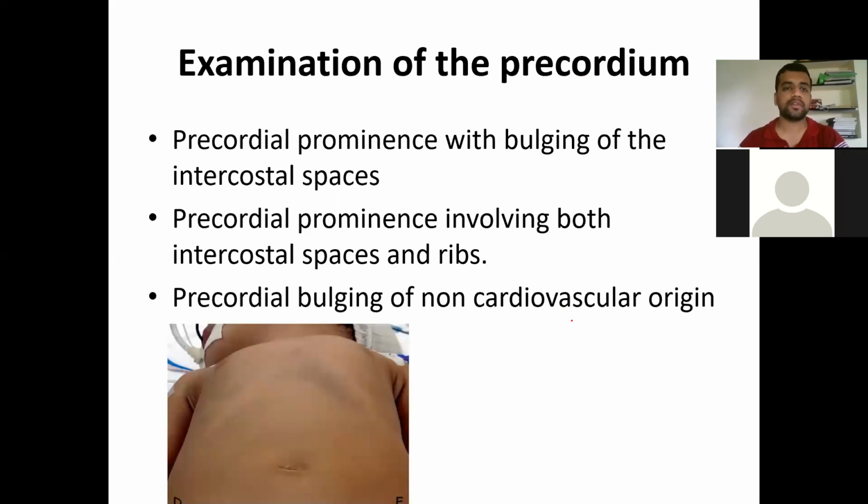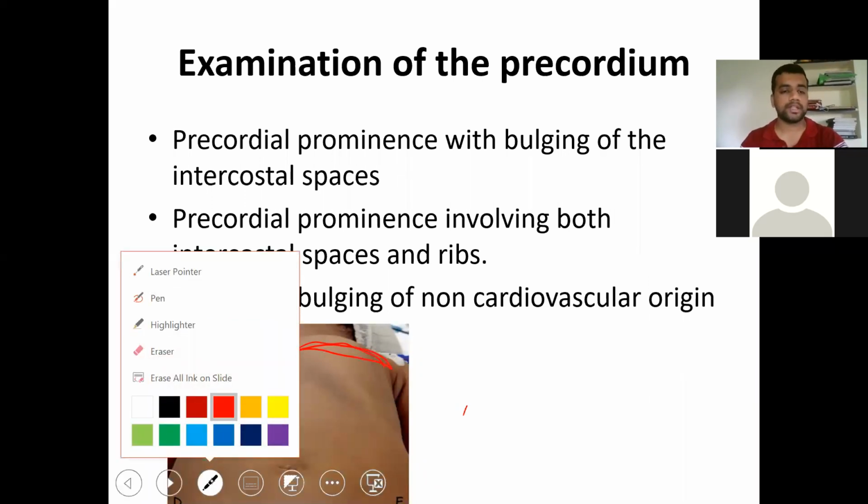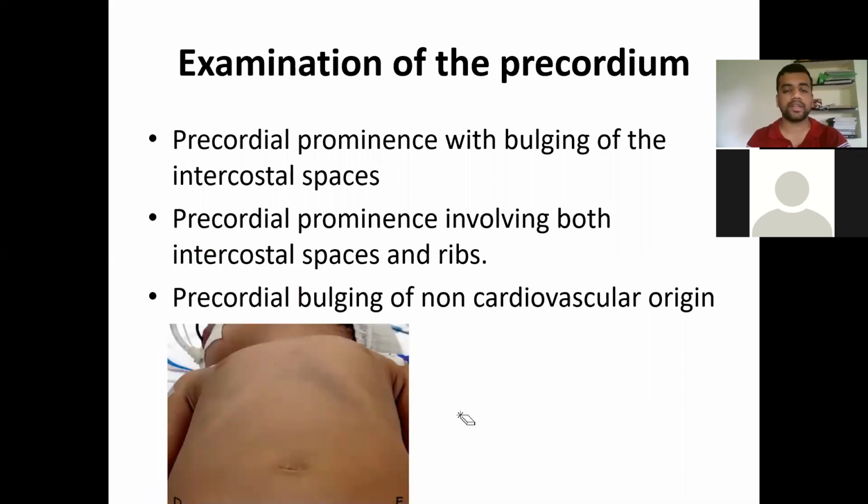Examination of the precordium will continue, like precordial prominence, bulging of intercostal spaces, anything. For example, if you were looking from the right side here, you would have noticed a bulge like this. So, inspection, first part. If you had looked tangentially, you could have noticed a bulge over the precordial area. You could have appreciated a prominent bulge.